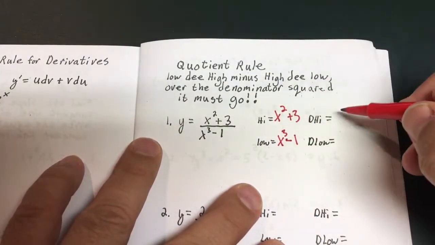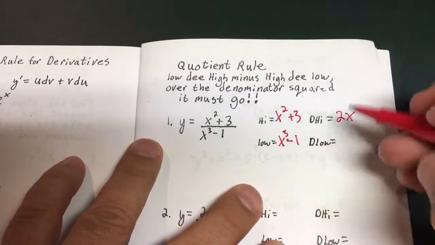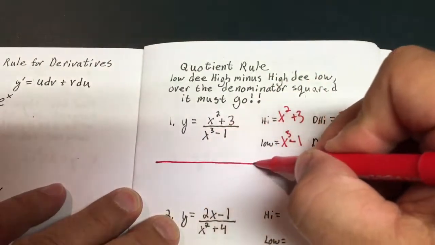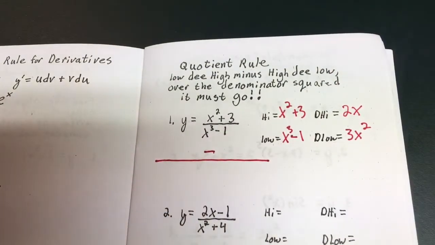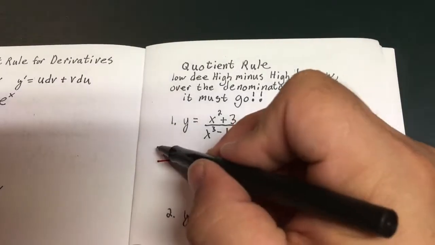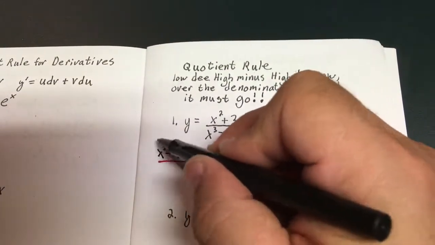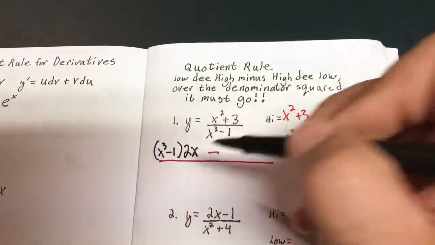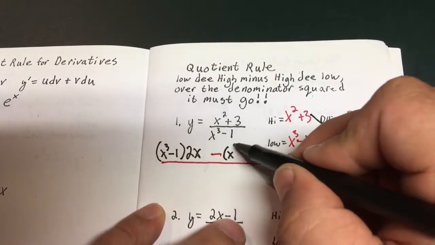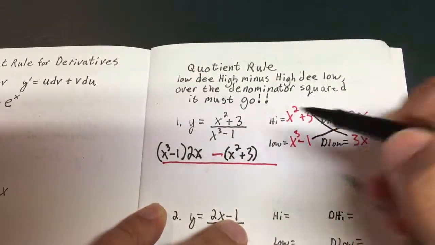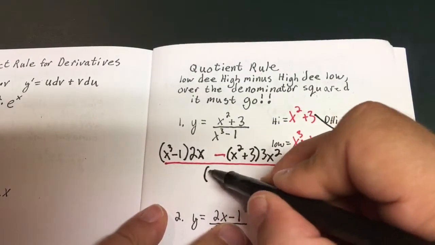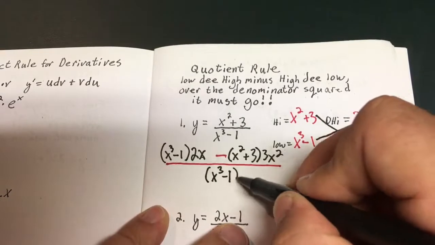Now the derivative of the high is just going to be 2x, and the derivative of the low is going to be 3x squared. And now I want to set up this little template with a minus sign, because it's going to be low d high minus high d low. So low d high is x cubed minus 1 times 2x, minus high d low, this quantity times 3x squared. So that's x squared plus 3 times 3x squared. And now all I do is put it over the denominator, the bottom, x cubed minus 1 squared.